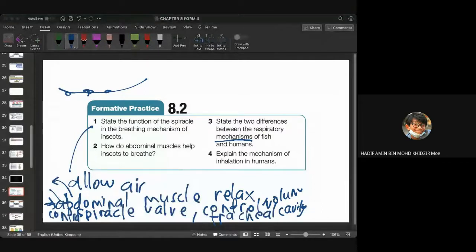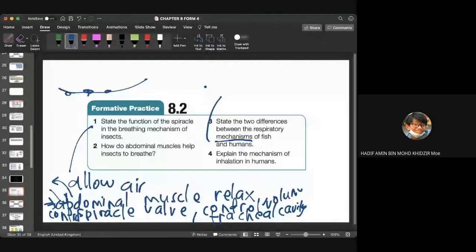Humans' respiratory aperture is the nostrils, while fish use the mouth and operculum. The breathing mechanism of humans is assisted by the contraction and relaxation of the intercostal muscles and the diaphragm muscles, as well as the movement of the rib cage outward and upward, and downward and inward, while fish are assisted by movements of the floor of the buccal cavity and the operculum.